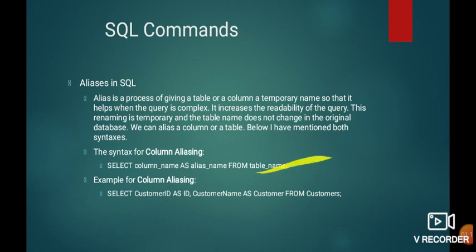Select column name as alias name from table name. Select customer id as, if customer id is a field name or column name, then customer id as id, customer name as customer. So this will change the name customer id to id and customer name to customer from customers. So customers is the name of the table.